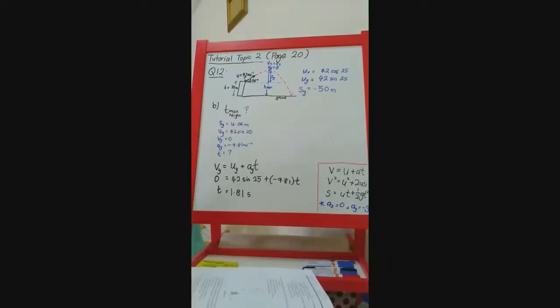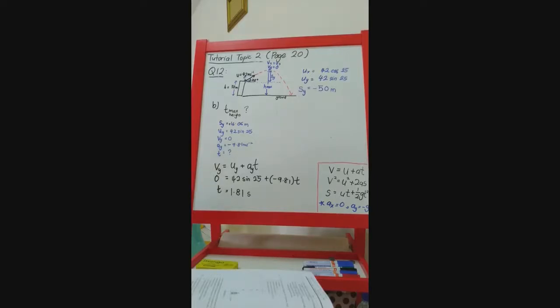Part B, it asks you when will it reach its maximum height. When, meaning it asks for time, but not the total time for it to reach the ground, but the total time for it to reach maximum height. So it asks you for the time from here to here. The information that you have is the height, 16.06, positive because initial point is here, final point is here, final is above initial, therefore positive. And then you have Uy, Vy at maximum height is 0, Ay negative 9.81, and it asks for time.